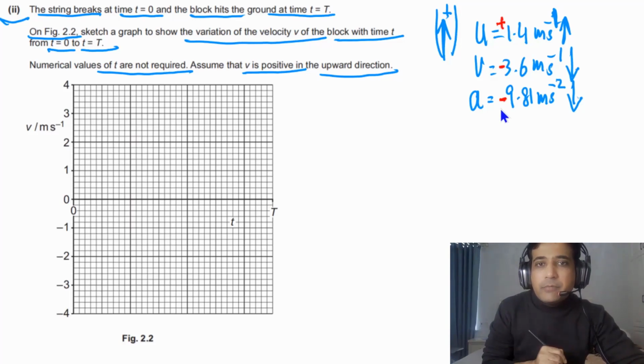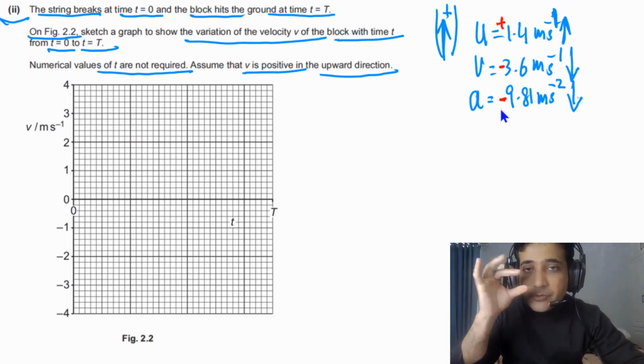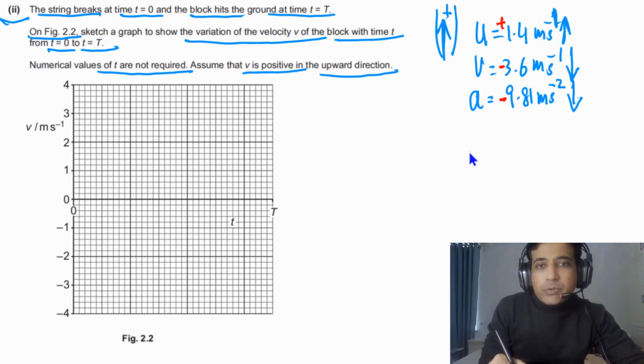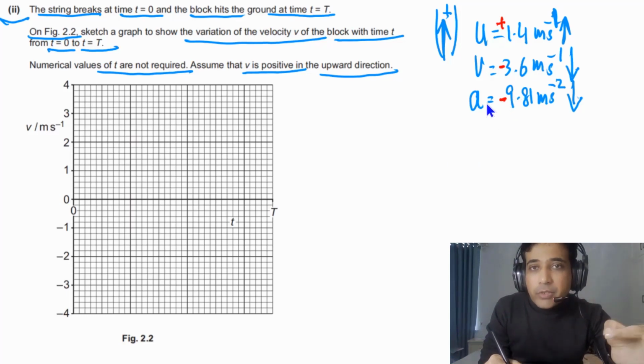We also need to understand the gradient of a velocity against time graph is equal to acceleration. So in this case, acceleration is equal to negative 9.81. It means the gradient has to be negative and the magnitude of the gradient has to be equal to 9.81. Now based on this one, we can write down the coordinates.